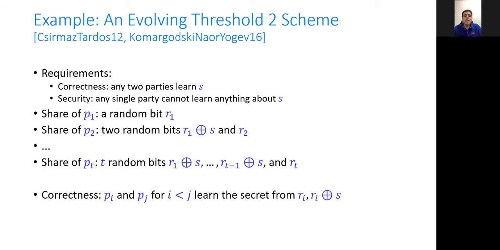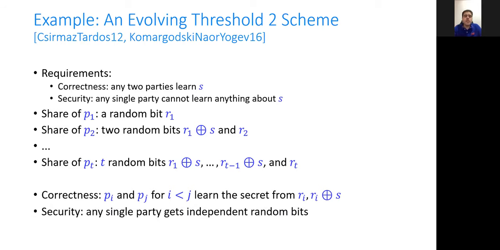So for correctness, observe parties PI, PJ, such that I is smaller than J. PI has the random bit RI and PJ has the random bit RI XOR S, and therefore by XORing these bits, they can learn the secret. And for security, each single party has independent random bits, and from them it cannot get any information about the secret. The share size of party T is T random bits, and this is not the optimal scheme.